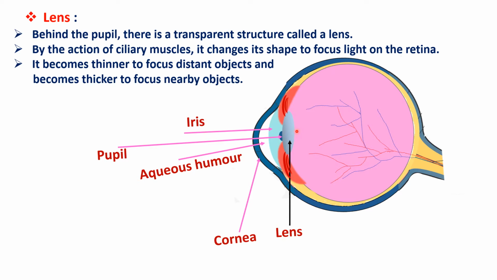In order to form the image all the time at the same distance, the only way is it has to change its focal length. To change its focal length, its shape should be altered, and it can be altered by the ciliary muscles here.